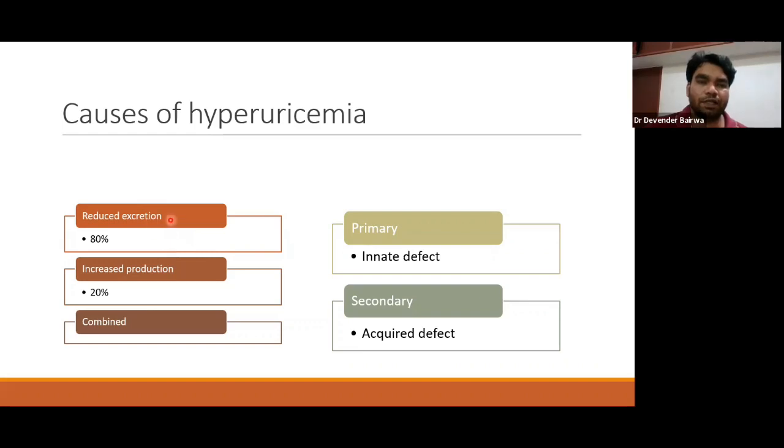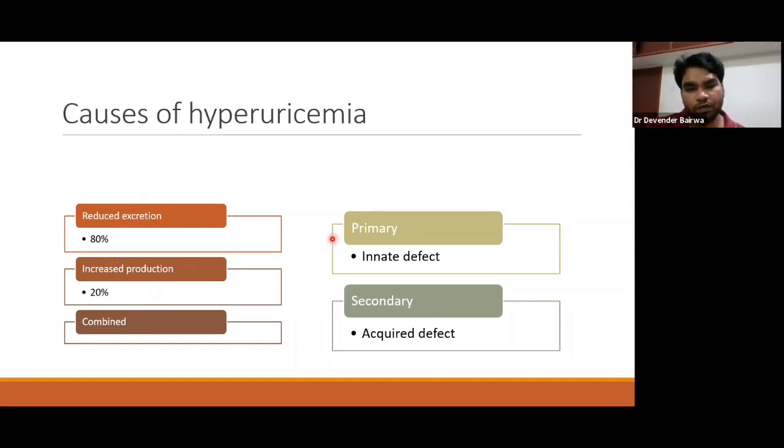For example, kidney disease, or some drugs, or some food materials that interact with uric acid. Or there can be increased production in 20% of cases. For example, an ongoing malignancy, cytolytic therapy, or rapid turnover of cells can lead to more production, or there can be some defect in an enzyme. Or there can be cases where both causes are involved, reduced excretion as well as increased production.